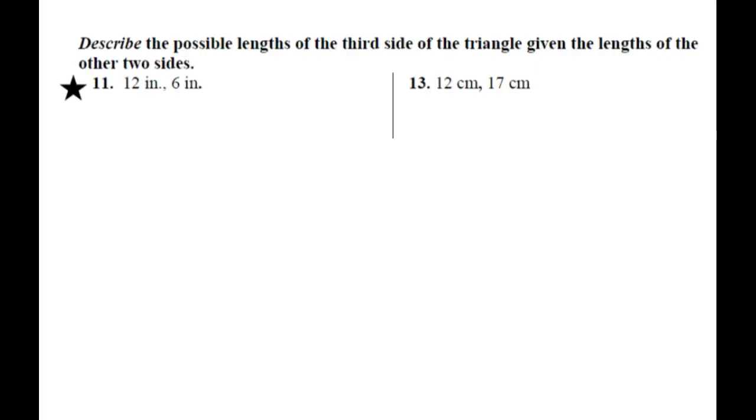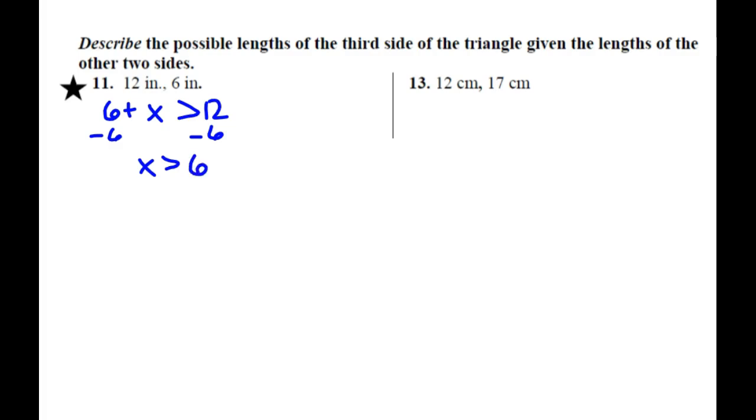All right, now we're going to go on to number 11, where it says to describe the possible side lengths for the third side of this triangle. Well, remember, we know that the 2 sides have to always be bigger than the third side. And so what we need to do is look, well, what if 12 is our biggest side? Well, then 6 plus our mystery side length has to be bigger than 12. Really, all we have to do is subtract 6 here to get x alone, so x has to be greater than 6.